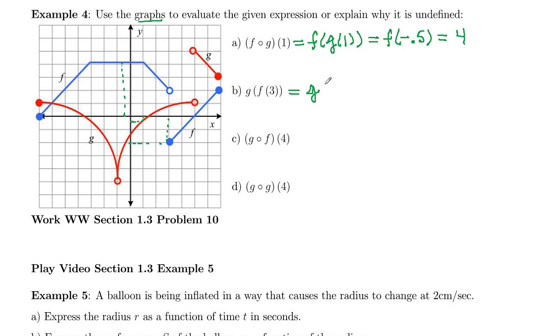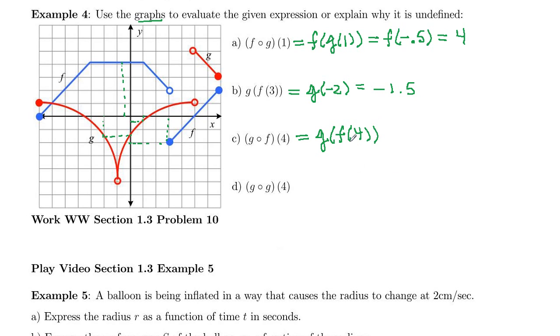So this is g, plug in negative 2. So now start at x equals negative 2 right here. Come down to your function g and across. You're at about negative 1.5. And g of f of 4. So that's g, plug in f of 4.